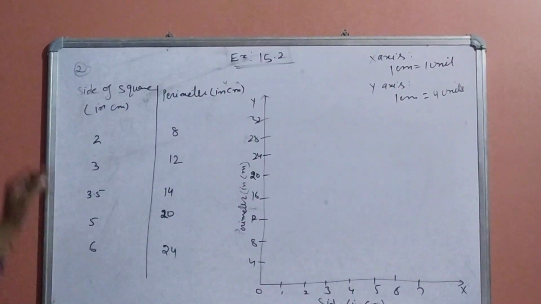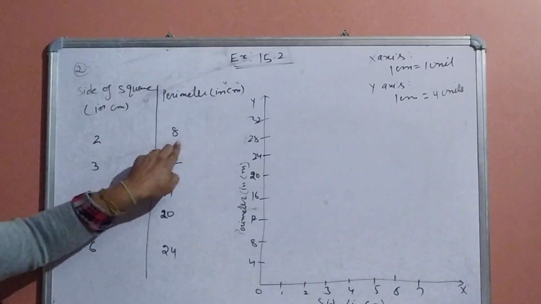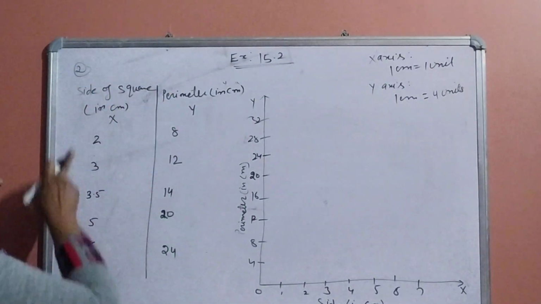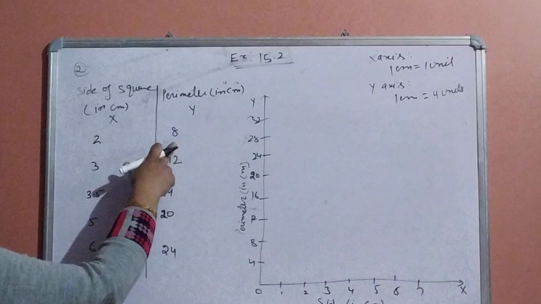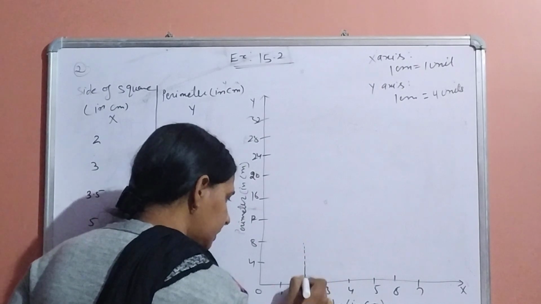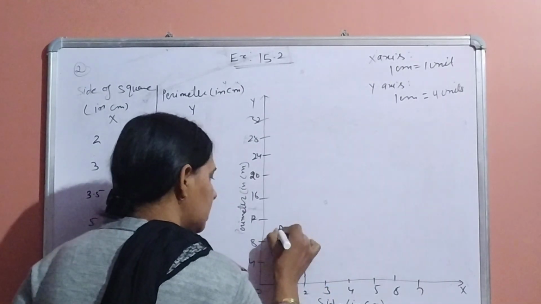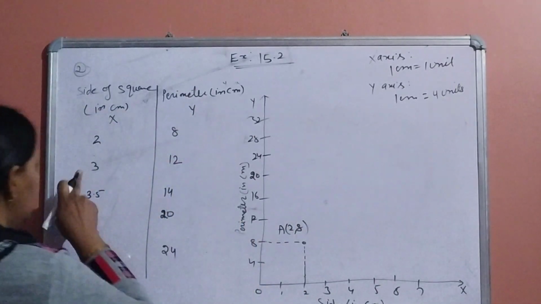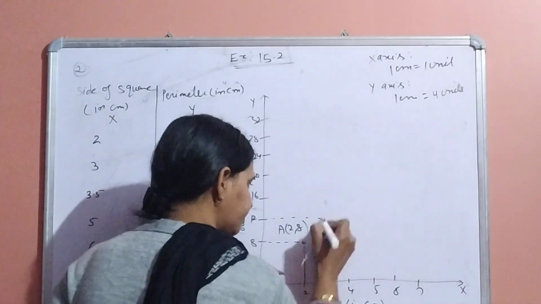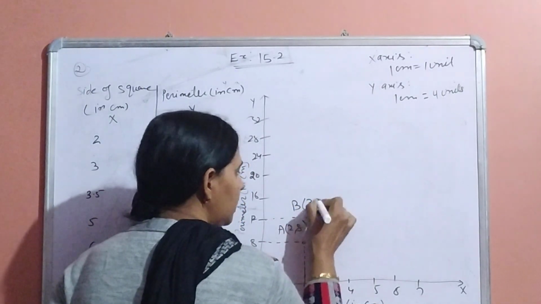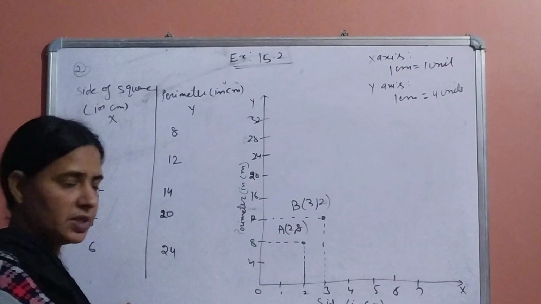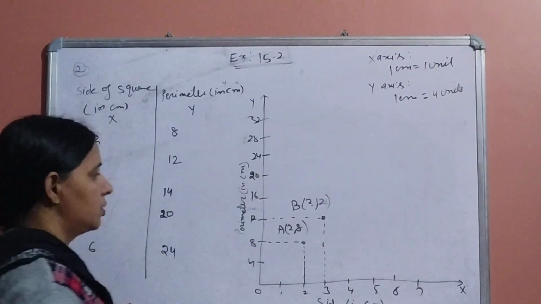Okay, now draw the points. First is when the side of a square is 2, then perimeter is 8. So side we are taking on the x-axis and perimeter on the y-axis. So when x is 2, y is 8. That means this point will touch the x-axis at 2 and the y-axis at 8. So this is the point A, (2, 8). Next, when x is 3, y is 12. Point B, (3, 12). And it is very necessary to write the point in capital. Points are denoted by capital alphabets A, B, and you write the coordinates also.